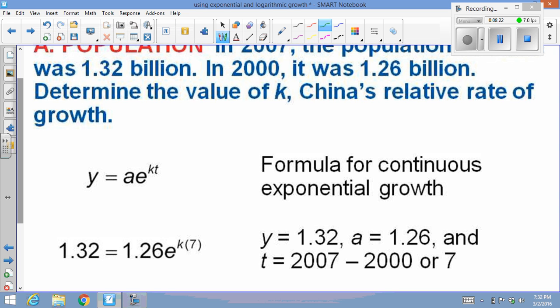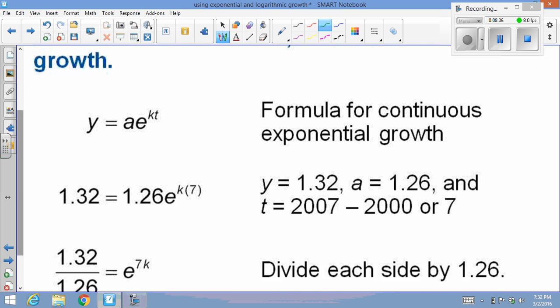So that's going to be 1.32. Between 2000 and 2007, there were 7 years, so that tells me that t is going to be 7, and I have to solve for k. So I'm going to divide both sides by 1.26 so I can get the e by itself.